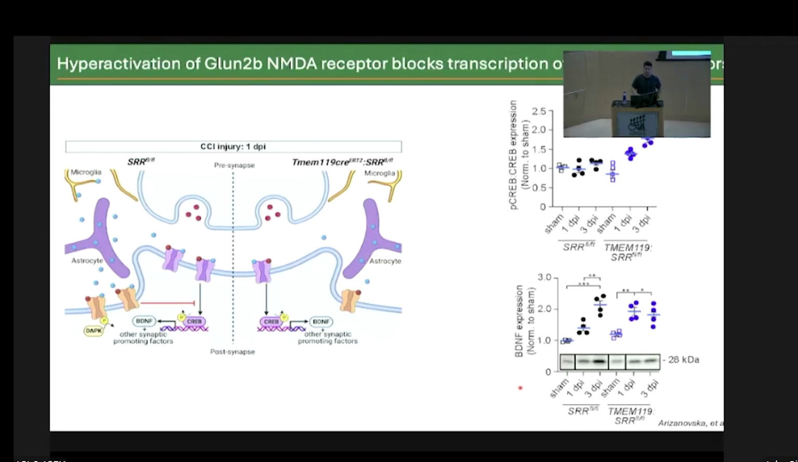Once again, suggesting that by preventing the activation of these perisynaptic NMDA receptors, we really ameliorate these deficits. Now there's normal synaptic NMDA transmission propagating, which then leads to the activation of prosynaptic factors such as BDNF and other transcriptional factors.